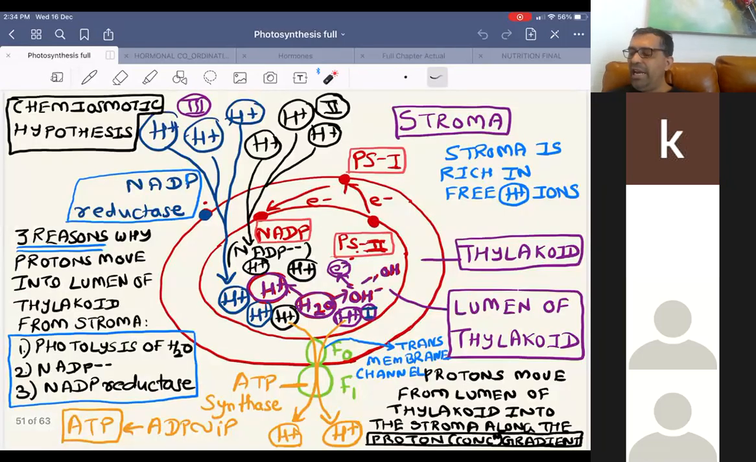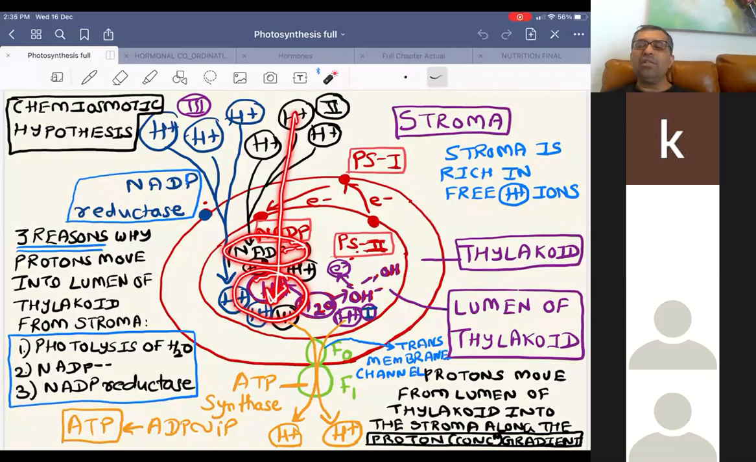Sure. Why is H plus accumulated in the lumen? Sir, I understood that due to breakdown of H2O, the H plus are accumulated in the lumen of thylakoid. But why are H plus from stroma pumped inside the thylakoid? I didn't understand that. NADP minus minus has an electrostatic force of attraction for protons. But sir, it can combine with the H plus of lumen also, no?